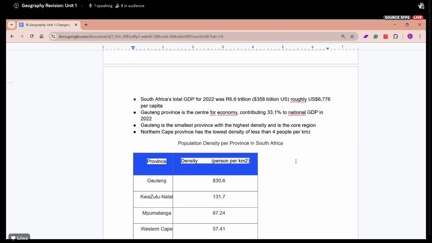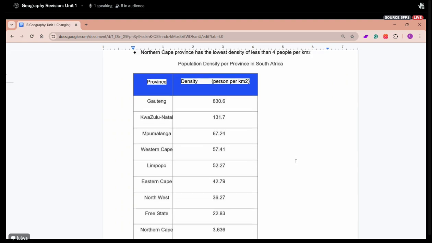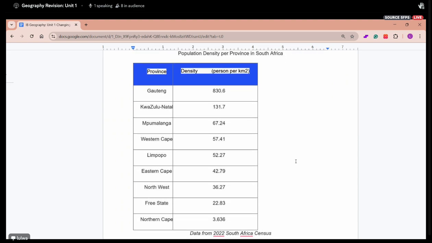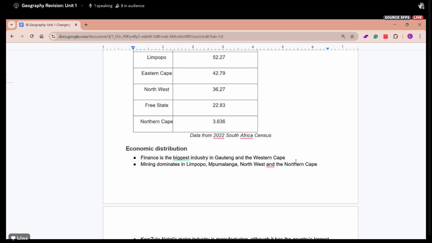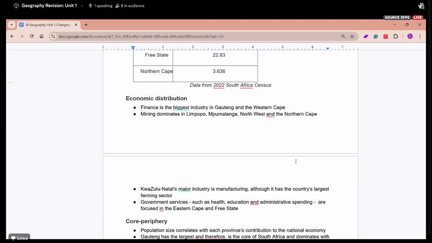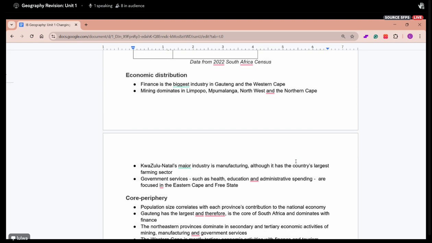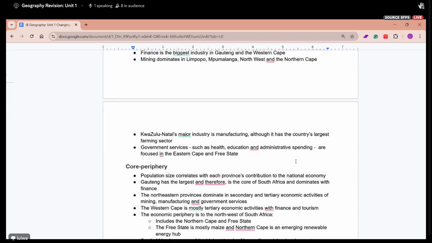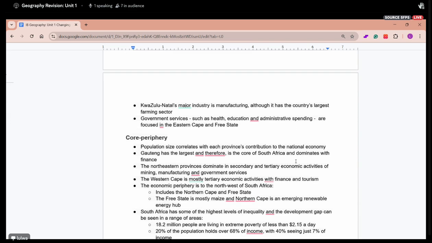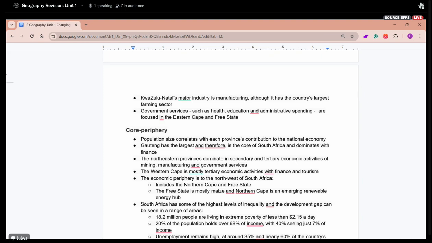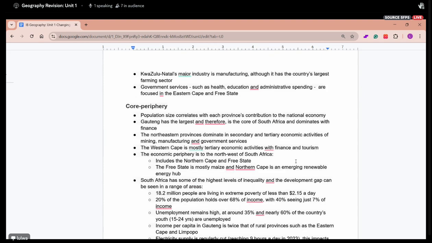And so as you can see here, you have different population densities per province in South Africa. A clear anomaly is, of course, Gauteng, which has 830.6 people per square kilometer. And then for the economic distribution, finance is the biggest industry in Gauteng and the Western Cape. Mining dominates in Limpopo, Mpumalanga, Northwest, and the Northern Cape. KwaZulu-Natal's major industry is manufacturing, and there are a lot of government services which are focused in Eastern Cape and Free State. So different parts of South Africa have different industries that they focus on.